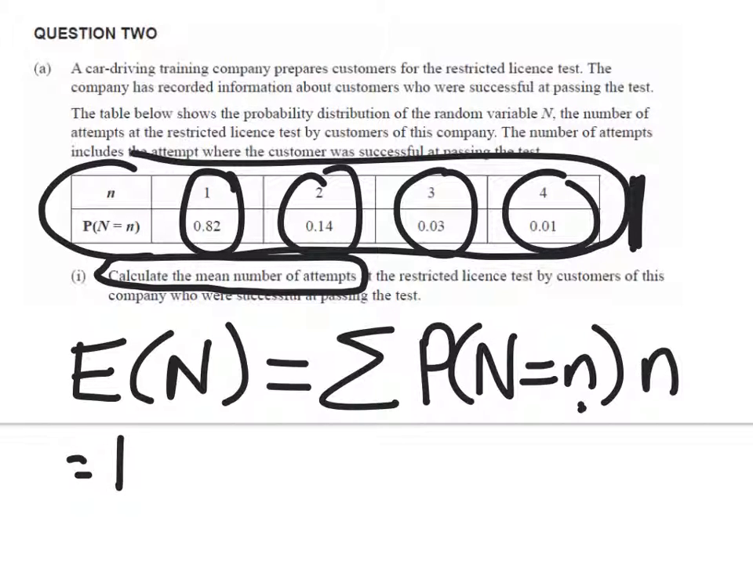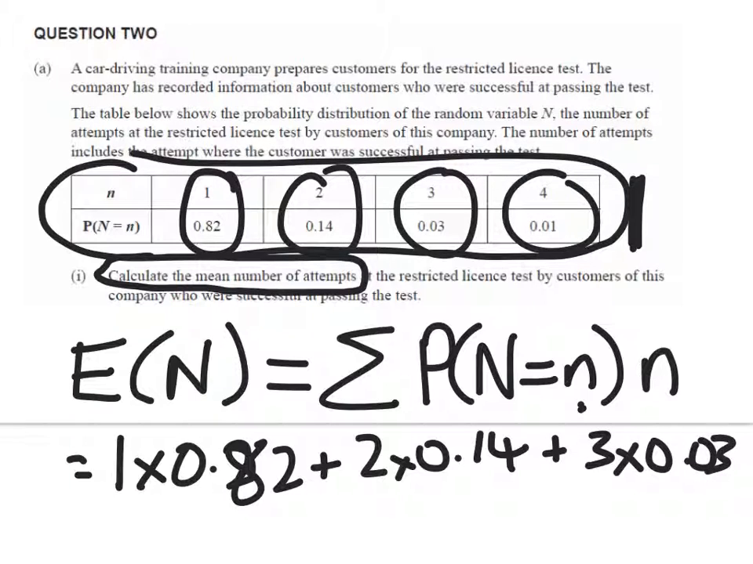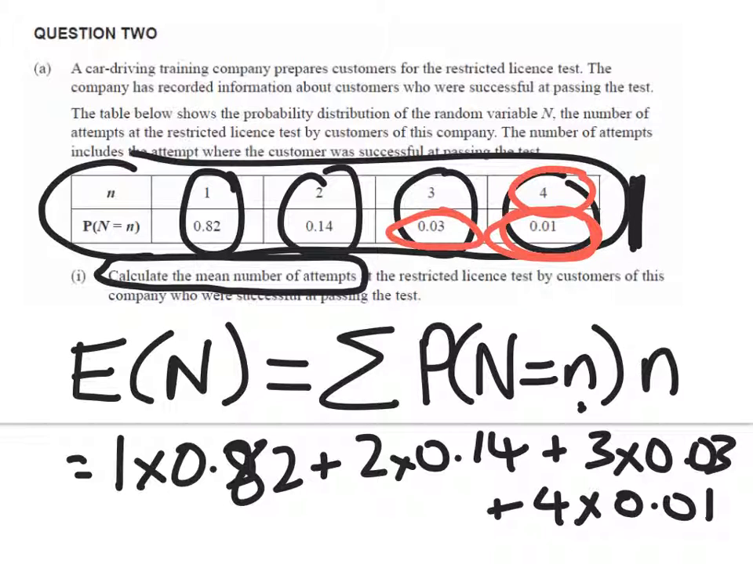So that works out to be this. Right, so it's pretty intuitive. What it's saying is that we've got 1% of people who take 4 goes to pass, 3% of people take 3 goes to pass, and so on. So that gives me an answer of 1.23.